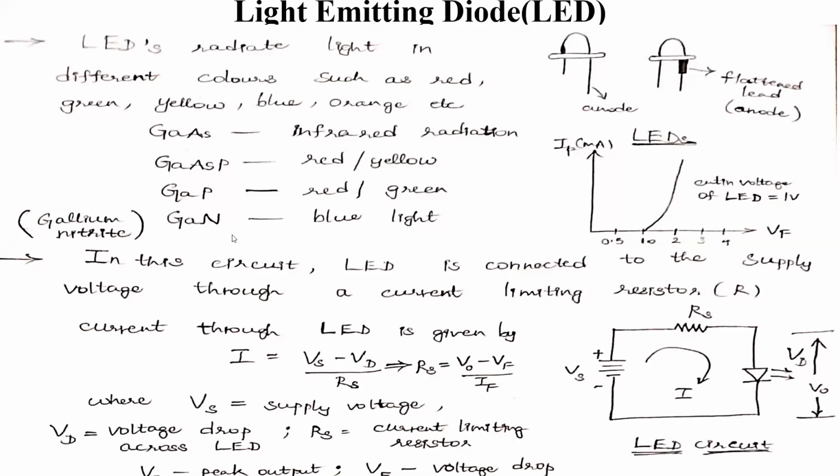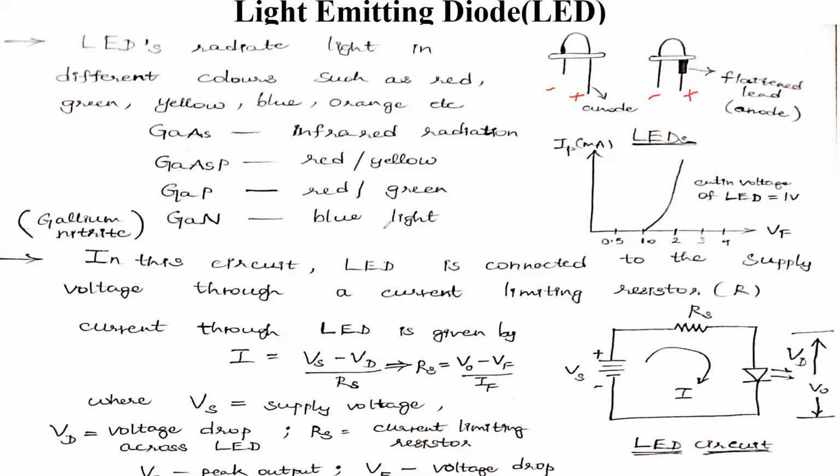Okay. Here, the long terminal indicates positive and the short terminal indicates negative. The flat terminal we can also take as the anode terminal and the normal terminal as the cathode terminal. This is the symbolic notation of an LED.